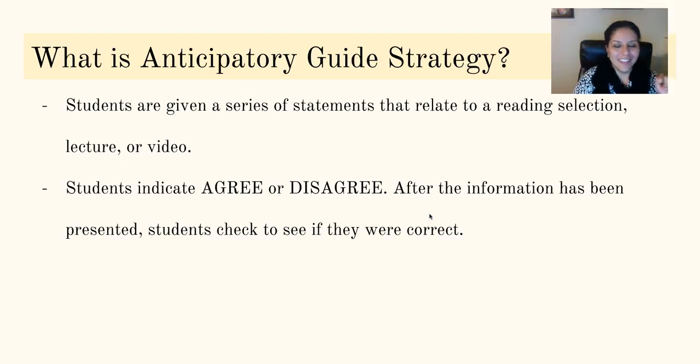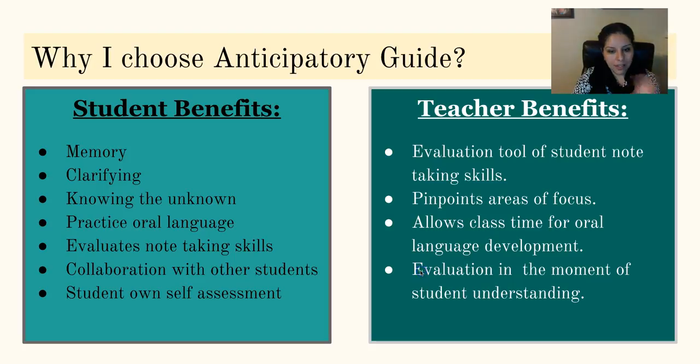Okay, so what is Anticipatory Guide? I have a hard time saying it. This is when students are given previous information, whether it was a reading selection, a lecture, or a video. Once they've learned some information, they are then given statements based off of that information, and they either agree with the statement or disagree with the statement. The key thing is students need to have previous information presented to them. So this is kind of like the after check.